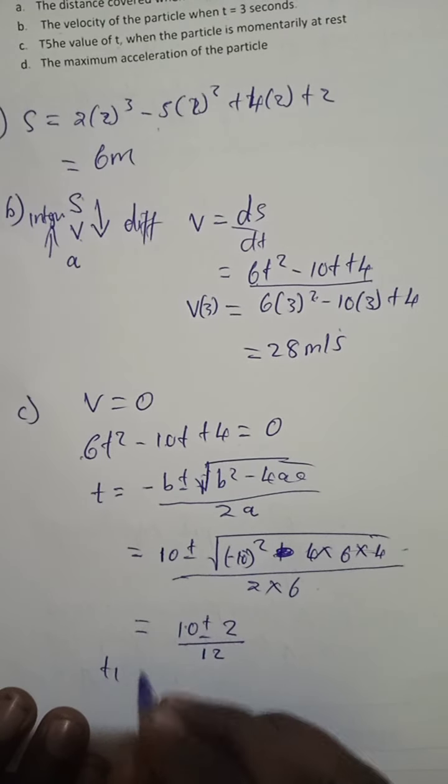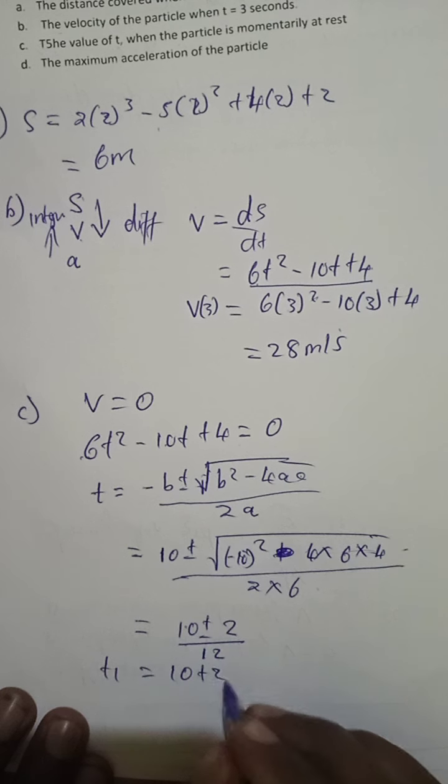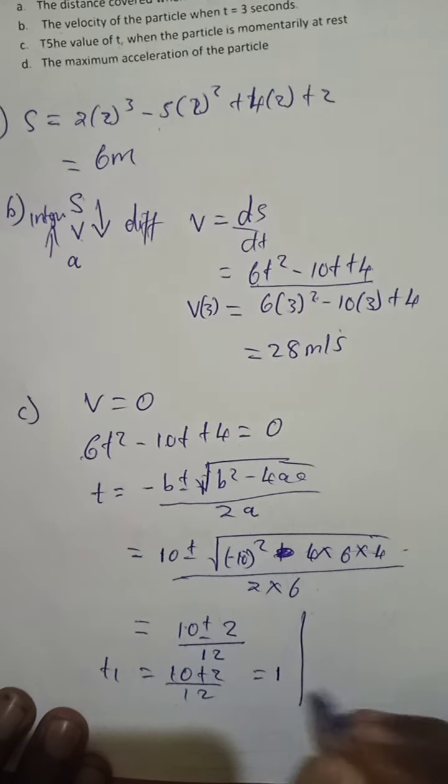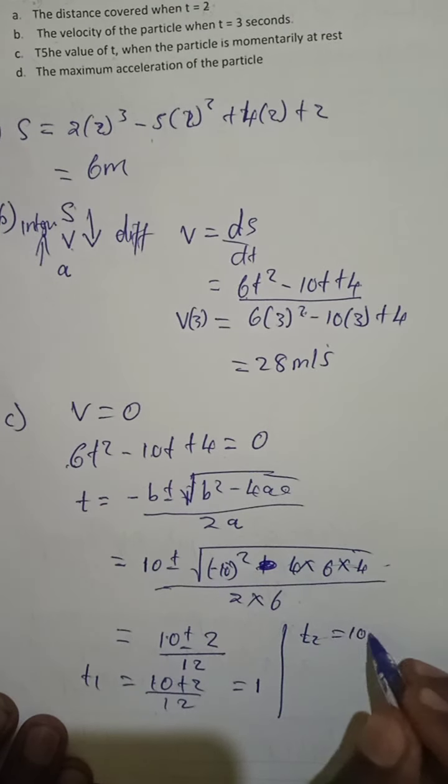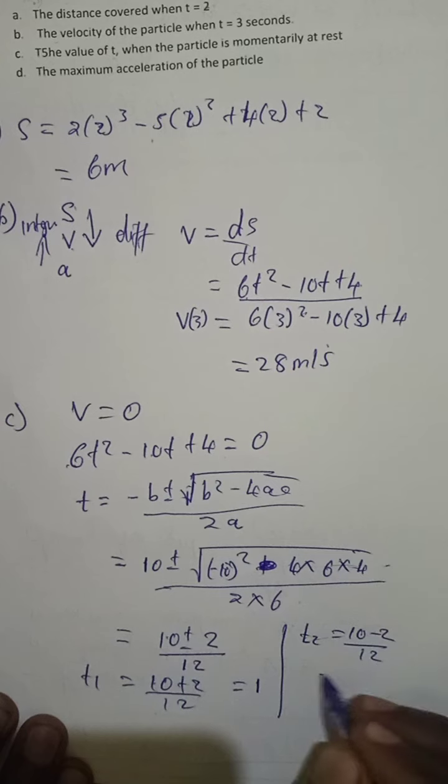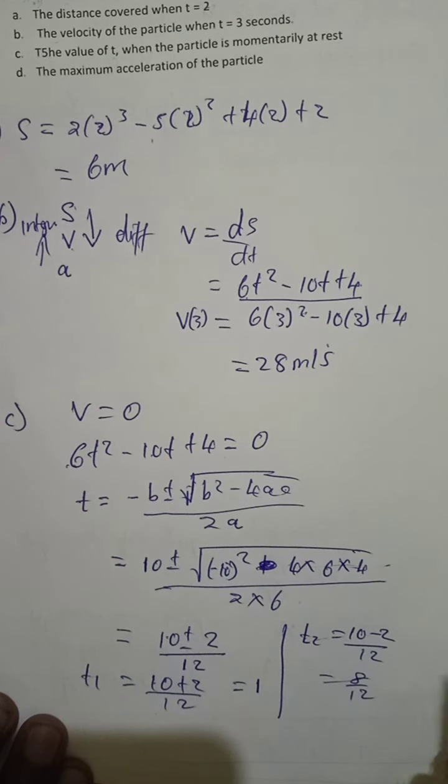Choosing addition, t₁ = (10 + 2)/12, that is 12/12, which is 1. Choosing subtraction, t₂ = (10 − 2)/12, that is 8/12, which is the same as 2/3 seconds. Therefore, at momentarily at rest, t is equal to 1 or t is equal to 2/3.